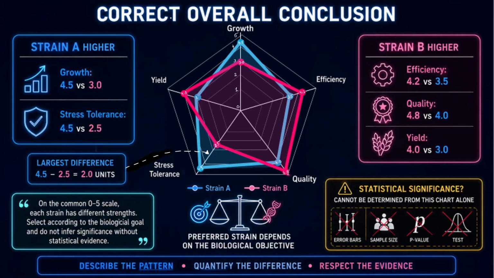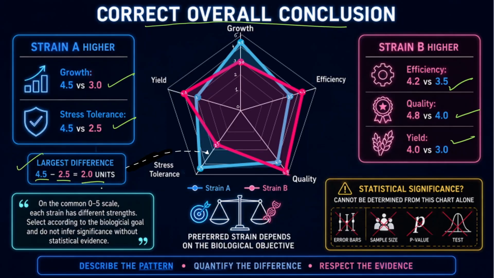If you look at the correct overall conclusion, on the common 0 to 5 scale, strain A has higher growth, 4.5 compared with 3.0, and higher stress tolerance, 4.5 compared with 2.5. Strain B has higher efficiency, 4.2 compared with 3.5, higher quality, 4.8 compared with 4.0, and higher yield, 4.0 compared with 3.0. The highest difference occurs in stress tolerance: 4.5 minus 2.5 equals 2.0 score units.